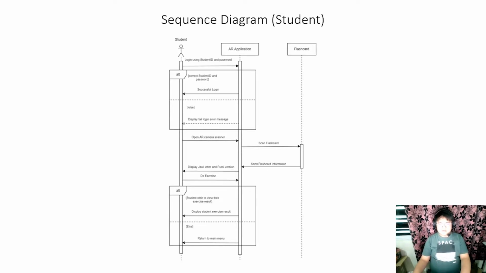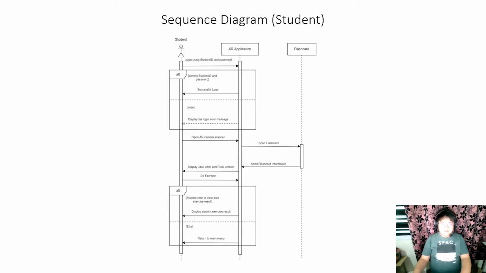So in this diagram, we have the student, AI application, and flashcard. First of all, the student will interact with the AI application by logging in using the student ID and password. If the student ID and password are correct, the AI application will inform the student that the login is successful and direct the student to the main page. Else, an error message will pop up to inform the student that the student ID and password are incorrect.